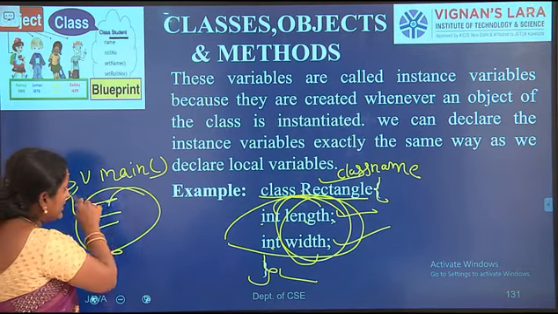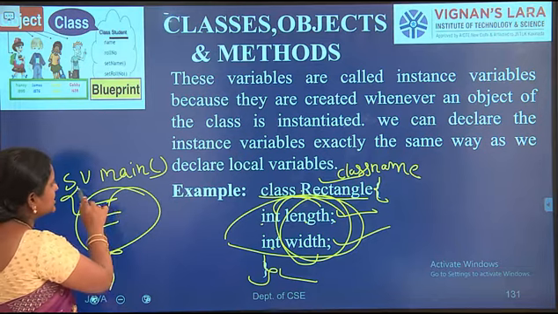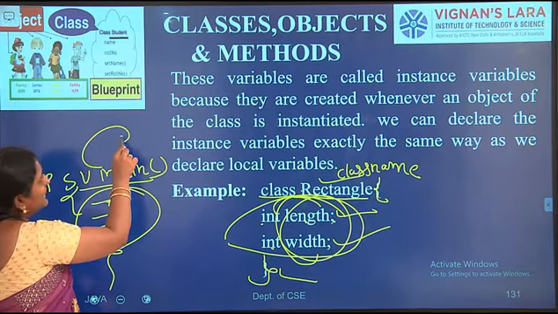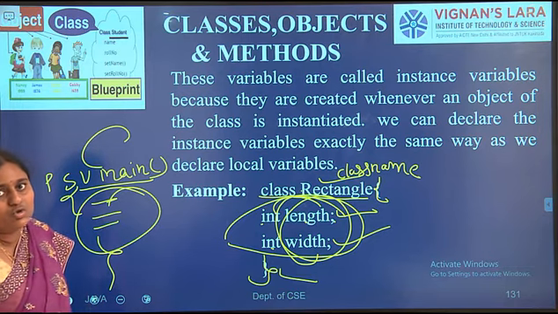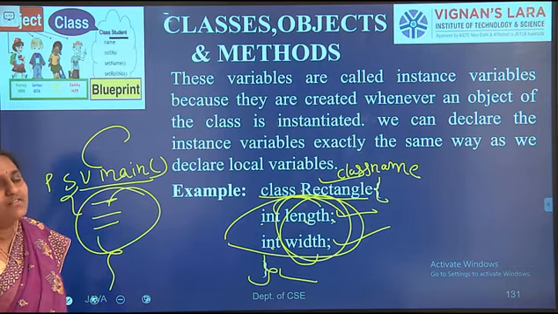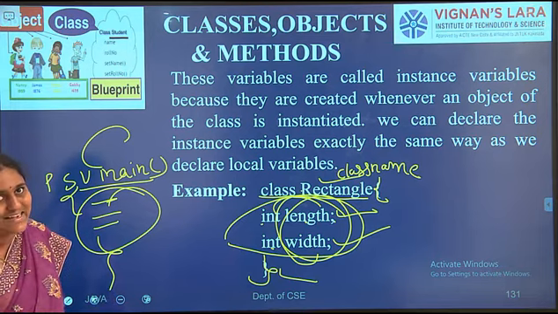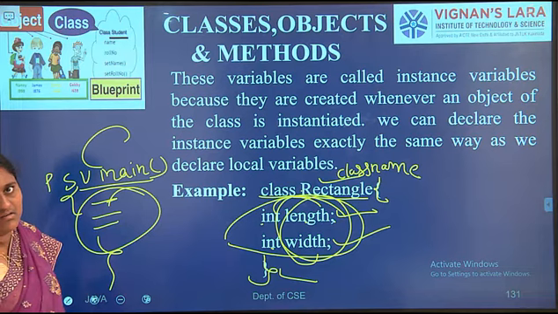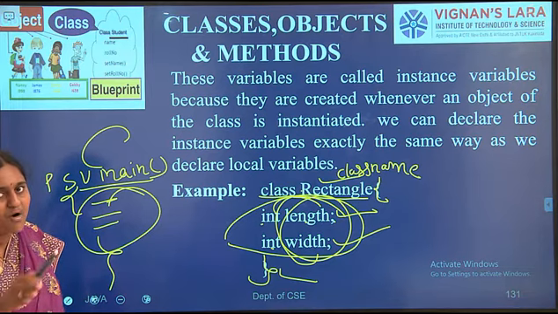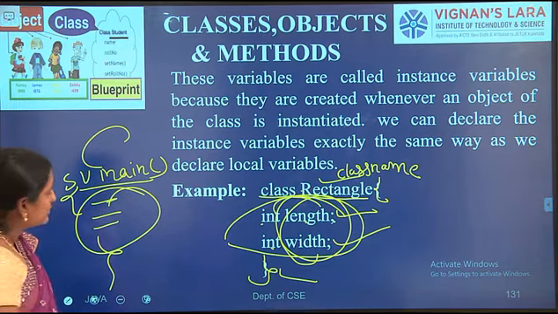Java execution starts from the main method. Anything defined outside of it is not loaded into memory. Whenever an object of the class is created, only then can they be loaded into memory and start execution. Otherwise they remain in the form of bytecode only. Okay, next one.